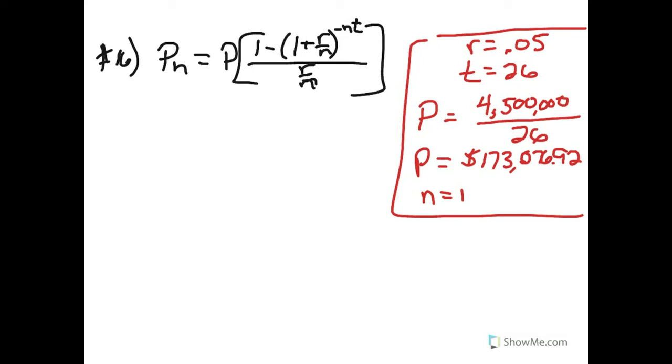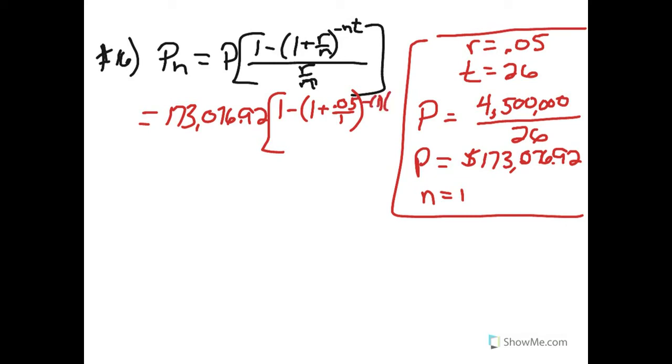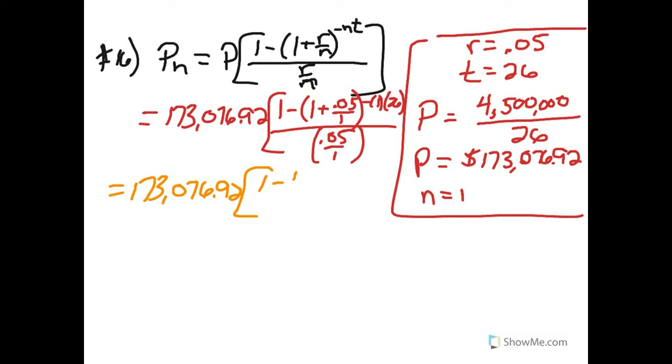Let's plug these numbers in. P, $173,076.92. R is 5%, as a decimal is 0.05. N, you get one payment a year. To the negative N times T, that's negative 1 times 26, divided by 0.05 divided by 1. Simplifies a bit to $173,076.92. In our numerator, we're going to get 1.05 to the negative 26 divided by 0.05. Put this in our calculator. Bear with me.